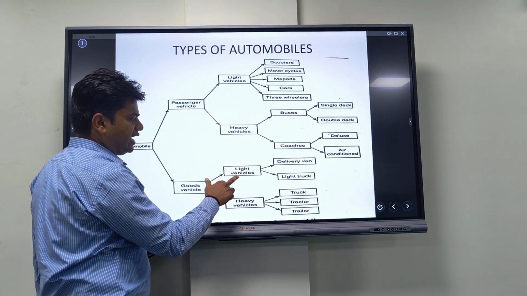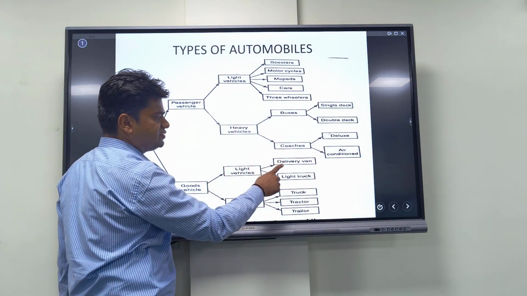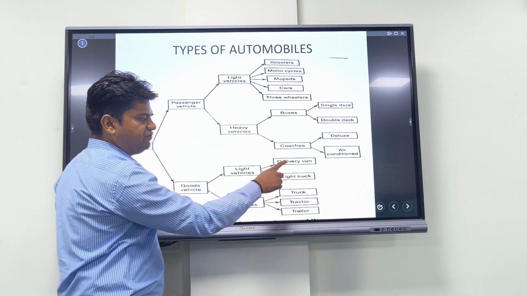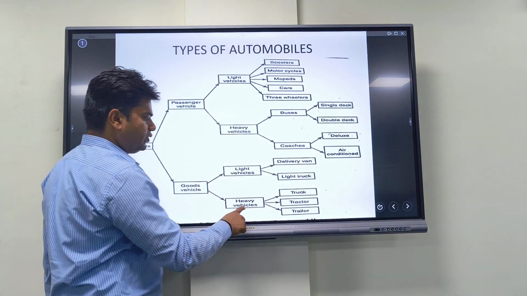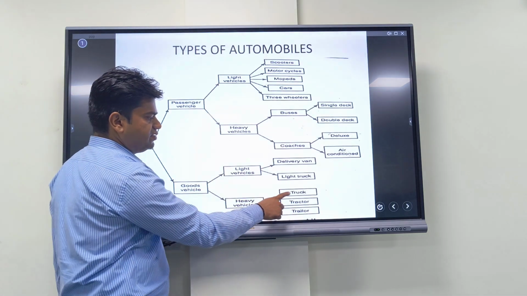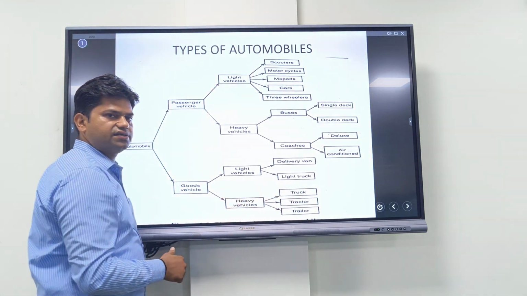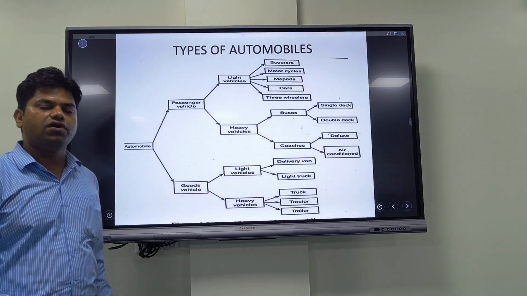When we talk about the light vehicles, they are further categorized into two categories, delivery van and light truck, and heavy vehicles: truck, tractors and trailers. These are the types of automobile.